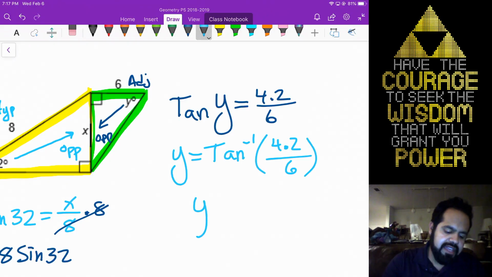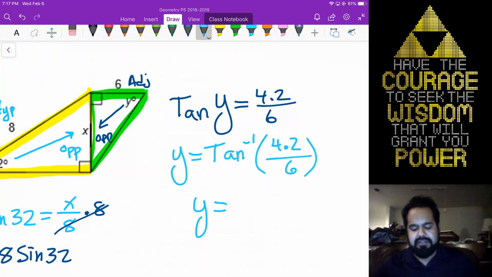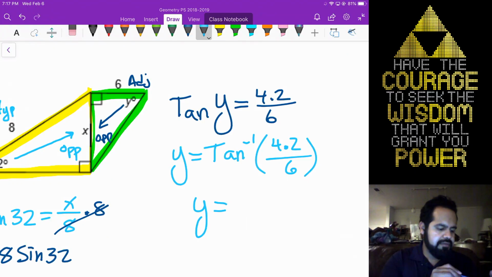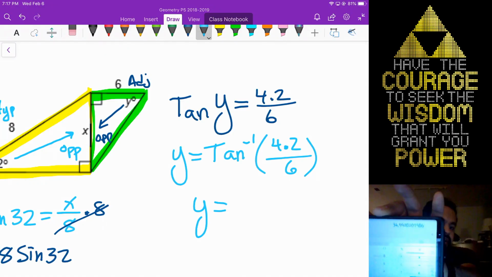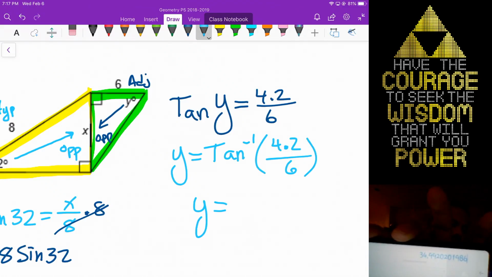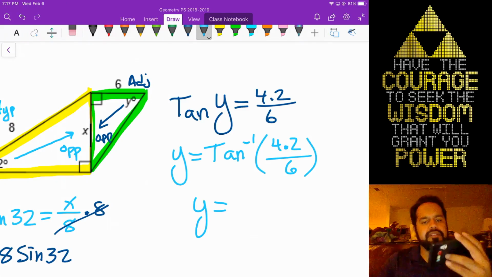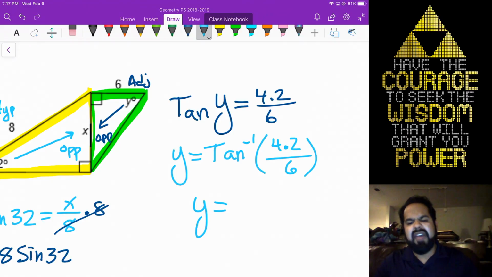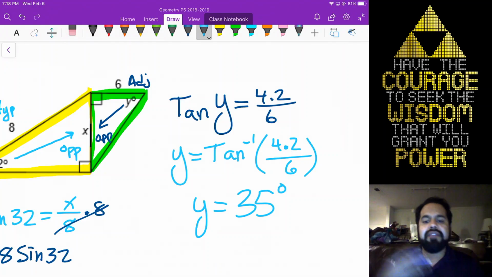Okay, so then check that out. Y equals... Why? Oh my gosh. I keep hitting the wrong button. Alright, and we get a nice 34.99. So I believe that rounds up to a 35. So then y equals 35 degrees.